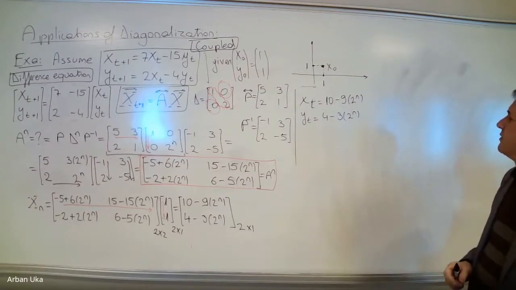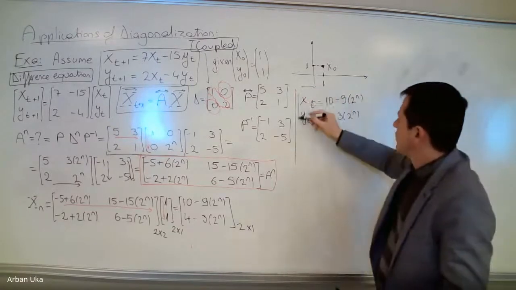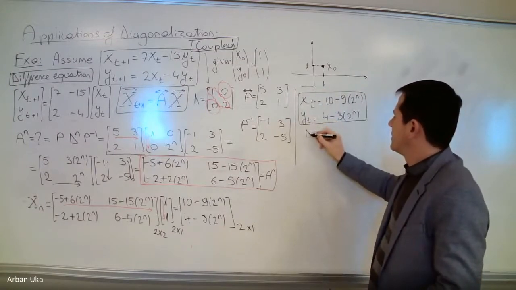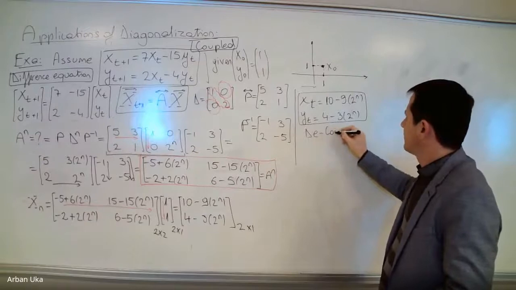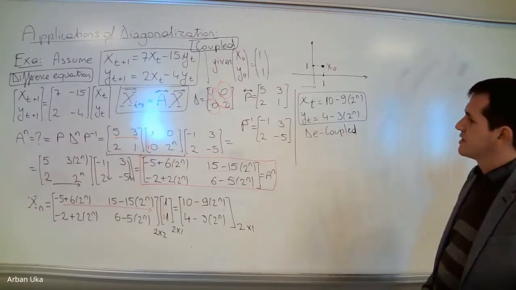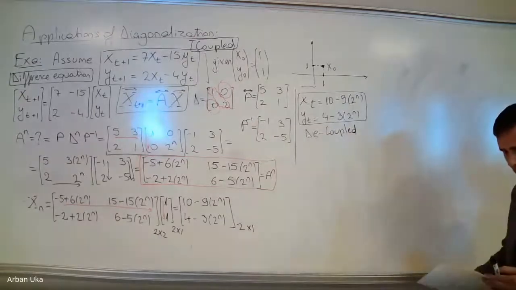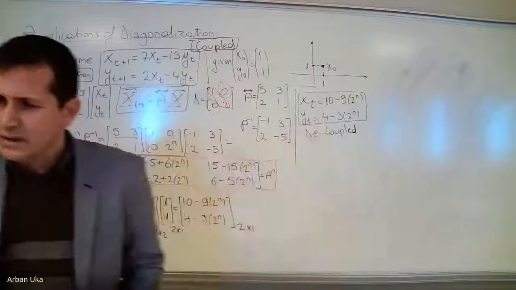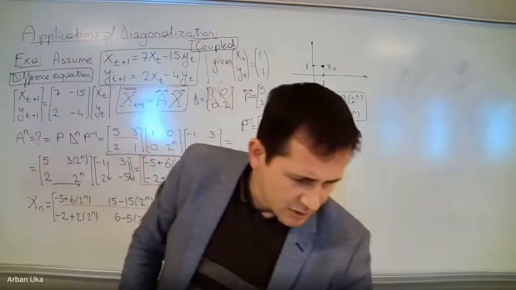Okay, so here it looks like we found a solution, and the two coordinates now, they are like this. They are decoupled. Okay, so this is something very, very important, or something very useful that comes out of this diagonalization issue.